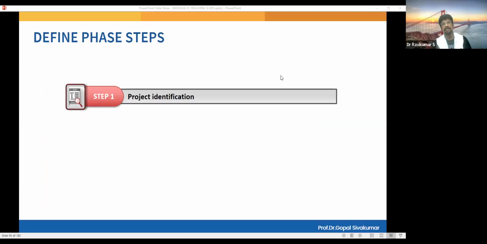Why do we have to identify the project? Because a lot of problems exist. A project is an opportunity to resolve a problem. When I say project in Six Sigma, a project is an opportunity to resolve a problem. So obviously it is problem identification. Lots and lots of problems are present in many departments, divisions, and processes. So our job is to identify that.